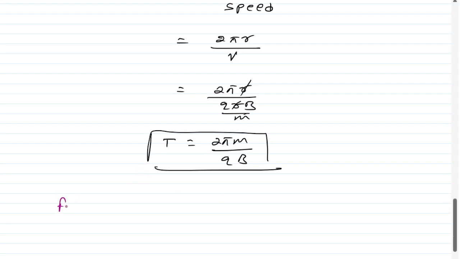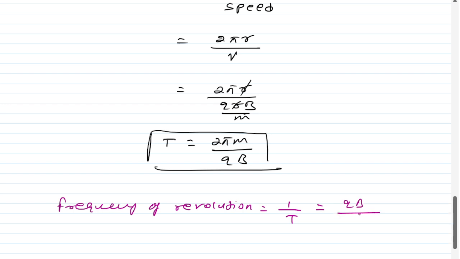Frequency of revolution we can also write. So frequency of revolution is equal to the reciprocal of time, so qB upon 2 pi m.